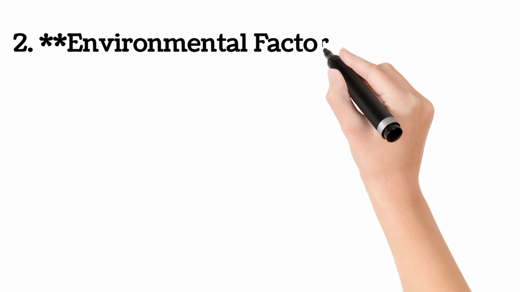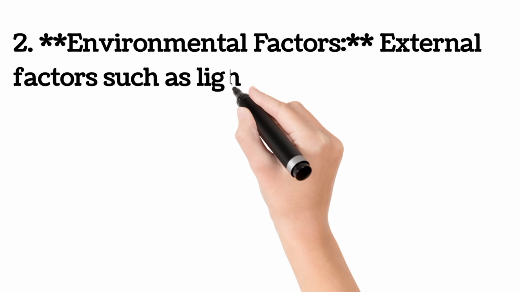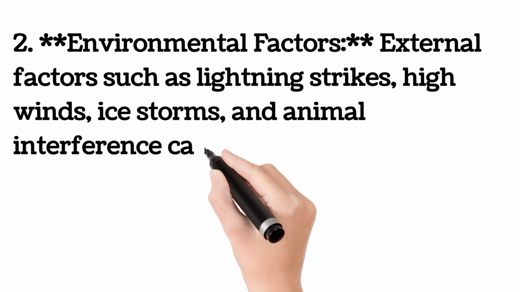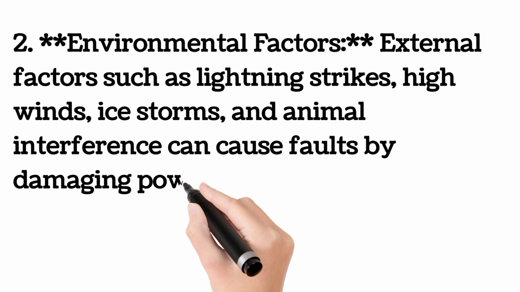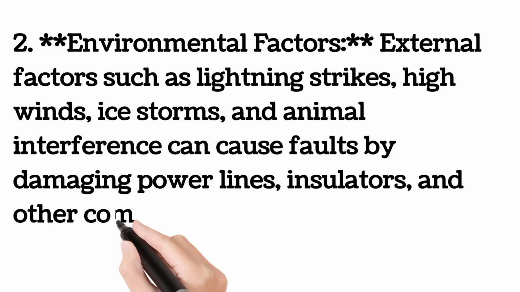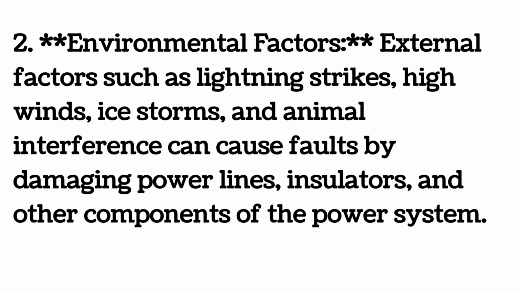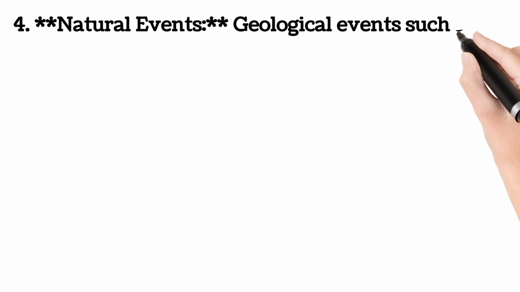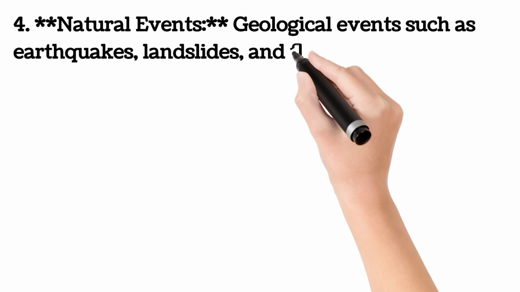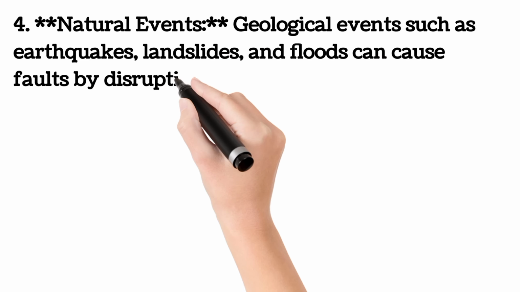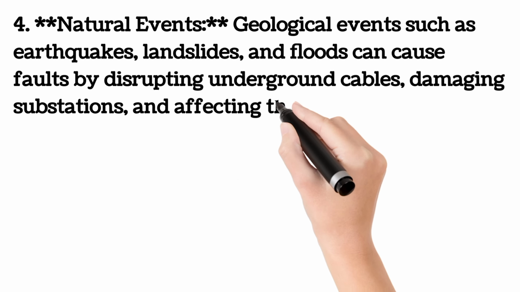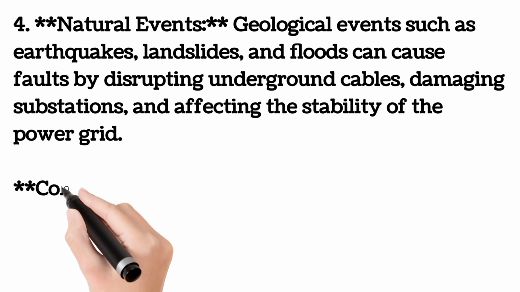2. Environmental factors. External factors such as lightning strikes, high winds, ice storms, and animal interference can cause faults by damaging power lines, insulators, and other components of the power system. 4. Natural events. Geological events such as earthquakes, landslides, and floods can cause faults by disrupting underground cables, damaging substations, and affecting the stability of the power grid.